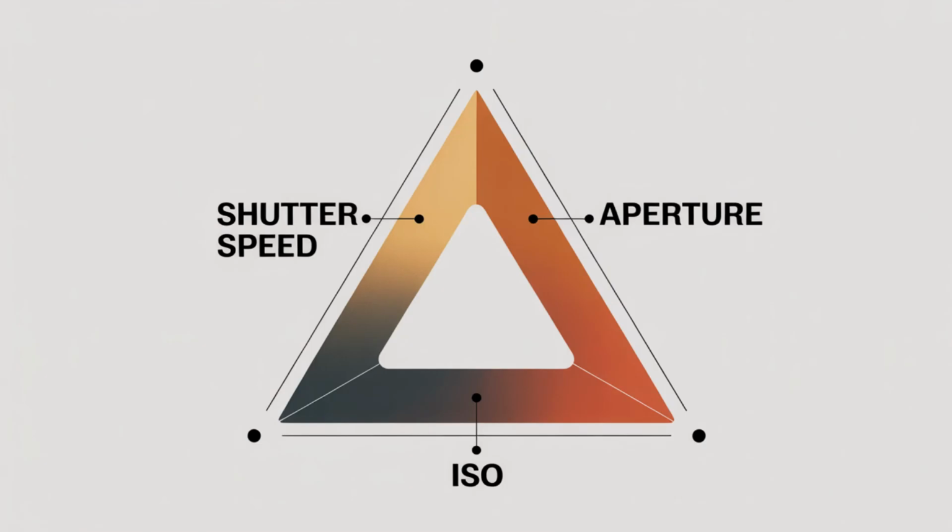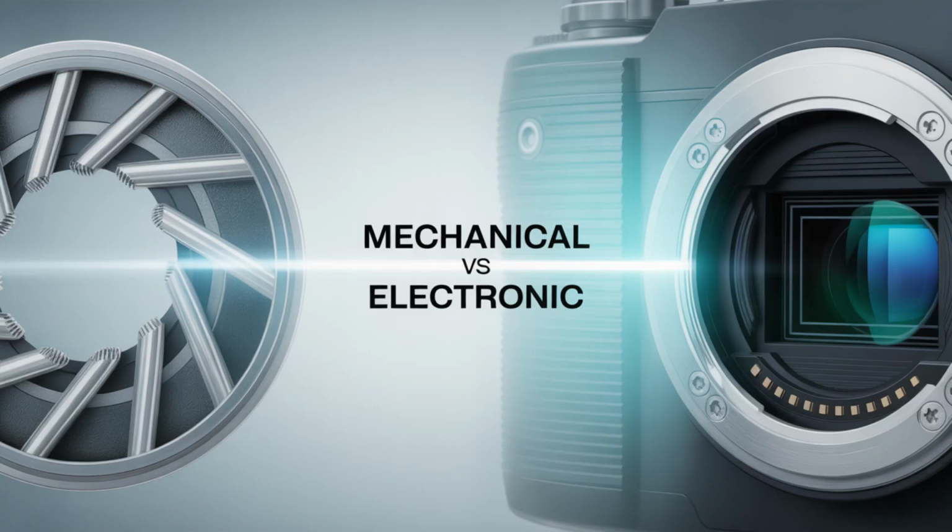It's 1/3 of the exposure triangle, working alongside aperture and ISO. Together, these three settings determine how bright or dark your photo will ultimately be. Most modern cameras offer both mechanical and electronic shutters. While mechanical uses physical curtains, electronic shutters scan the sensor, allowing for silent shooting and extreme speeds.